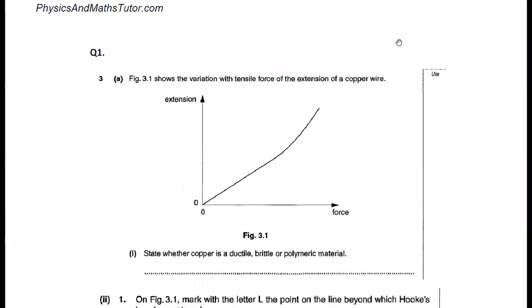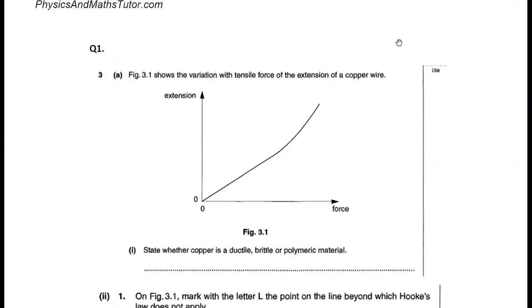Yeah, you can see that is the reason. Look at the first question over here. Figure 3.1 shows variation with tensile force of the extension of the copper wire. State whether the copper is ductile, brittle, or polymeric compound. So this is what they're going to do over here. They give you the graph and then they ask you to identify based on the shape what type of material you are dealing with. That is why I went ahead and added that for you as well. So looking at this graph, what do you guys think? What material is it going to be?